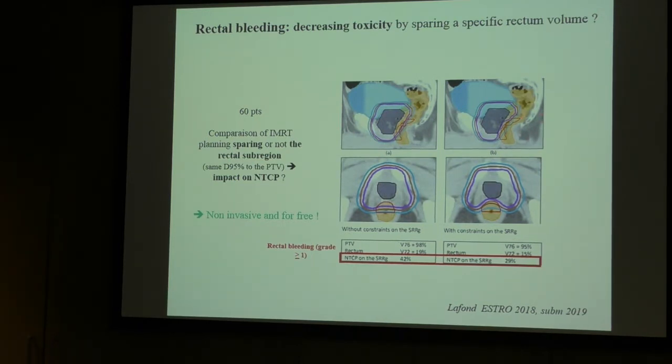If you consider that this subvolume is not only a marker of toxicity, but really related to toxicity, which is, again, what we discussed several times: it's not because you have a relationship between two parameters that this is a causality relationship.